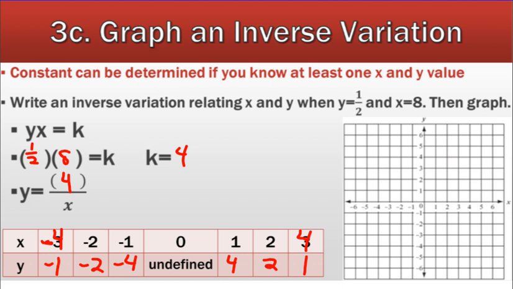So I got -4, -1, -2 and -2, -1 and -4. So it's going to get close to the axes, but it will never cross. And then we got 1 and 4, 2 and 2, 4 and 1. And then draw our curve. And there's our graph for inverse variation.